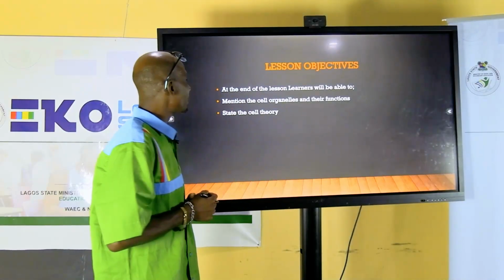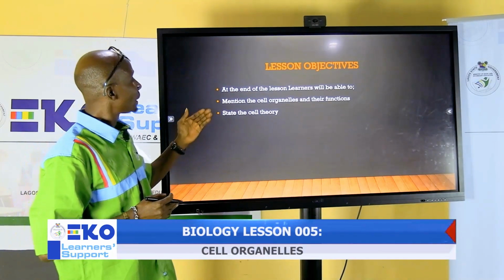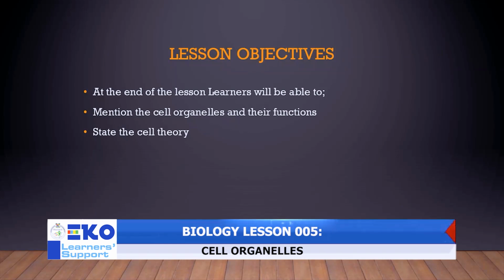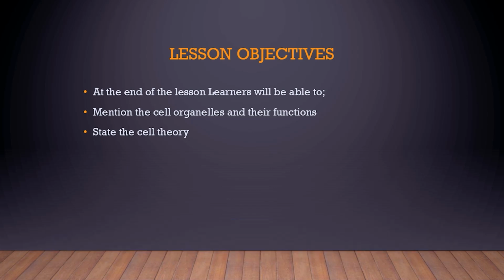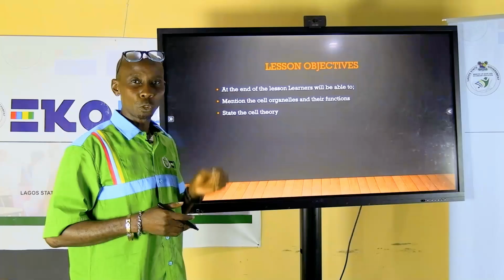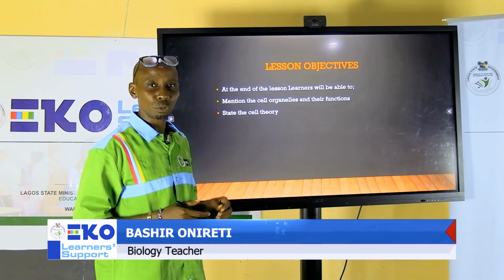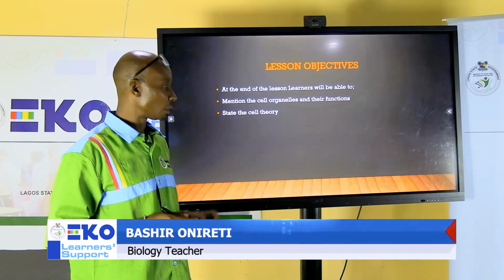Today, our lesson objectives include that every learner, at the end of this lesson, should be able to mention at least 5 or 6 organelles as well as their functions, and should be able to state the cell theory and some of the scientists that contributed to the development of the cell theory.